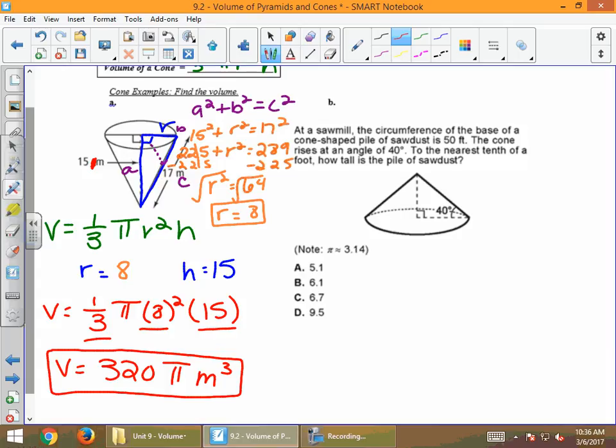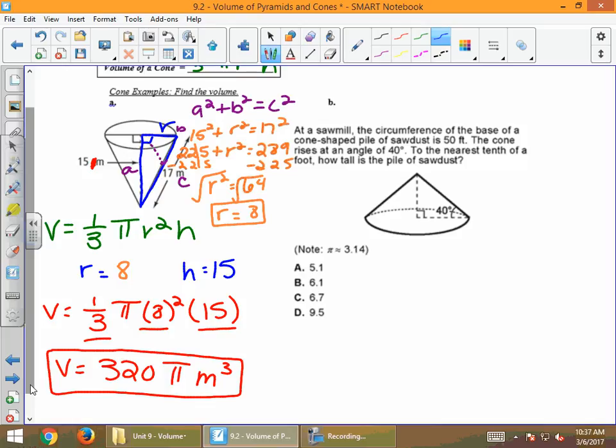Okay. If we take a look at B, it says at a sawmill, the circumference of the base of a cone-shaped pile of sawdust is 50 feet. The cone rises at an angle of 40 degrees. To the nearest tenth of a foot, how tall is the pile of sawdust? Okay.